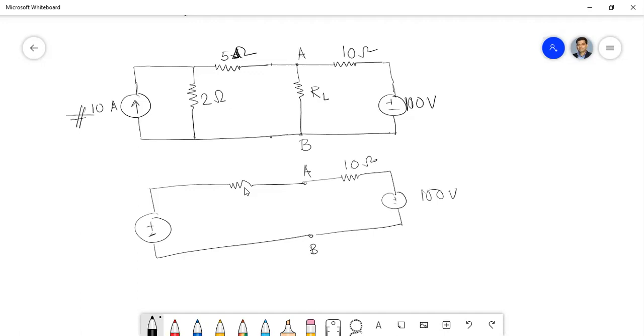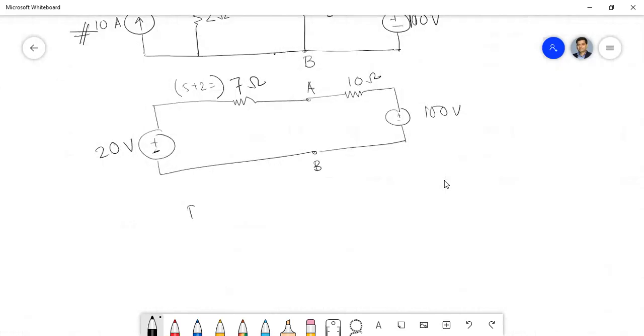And what is this voltage source? 20 volts, sorry, 20. And what is this resistance? 5 plus 2, 7. Okay.